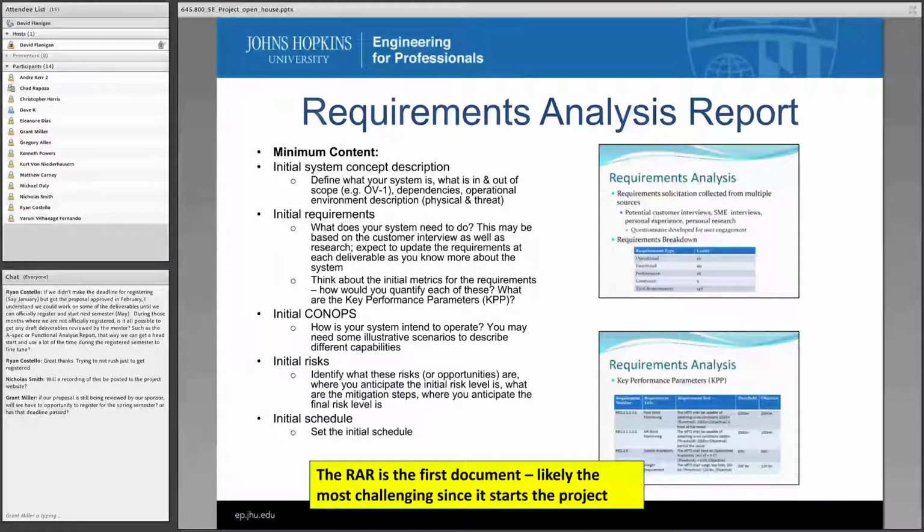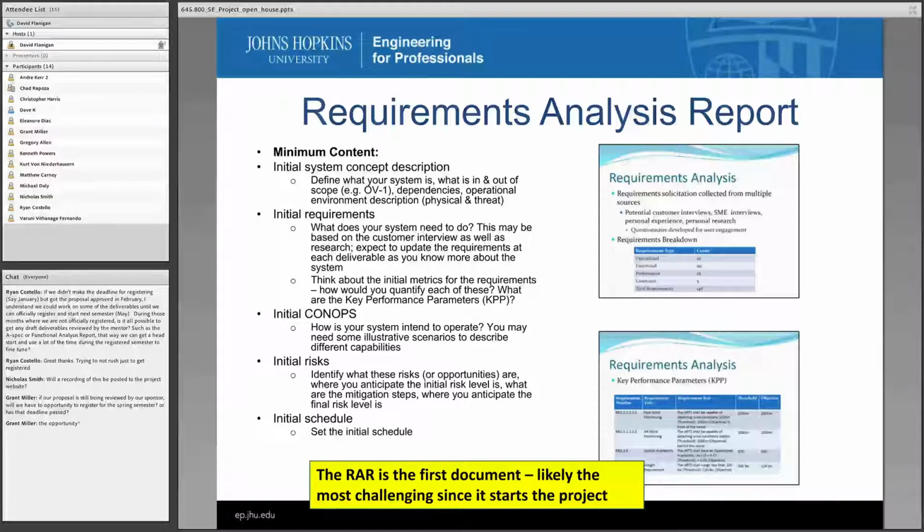Okay. Yeah, Grant, absolutely. Just work with your mentor, work with the instructor. Just make sure they're reviewing that. And absolutely, you can register.